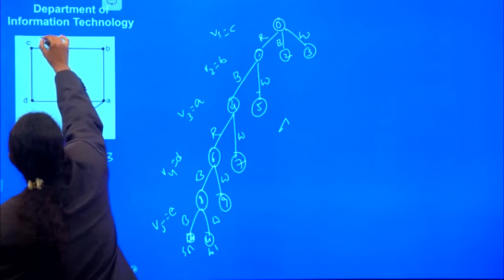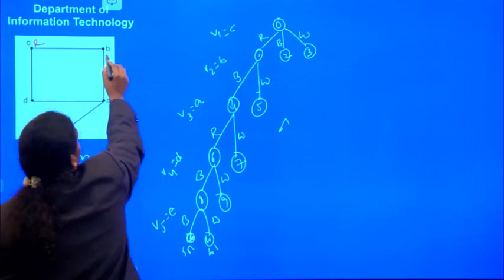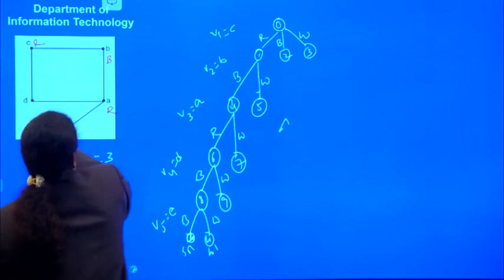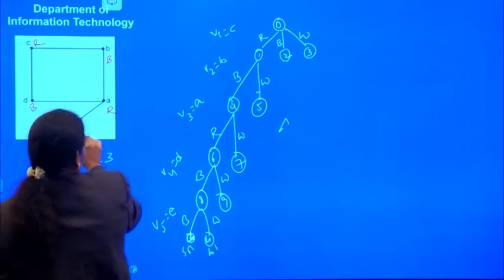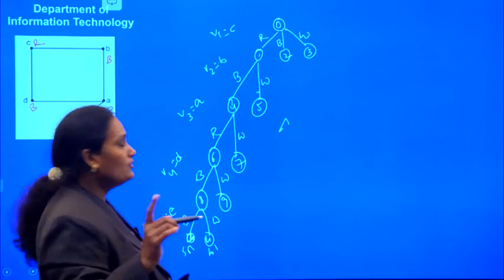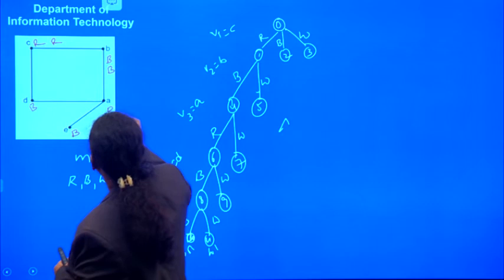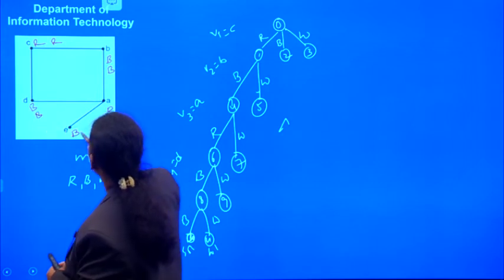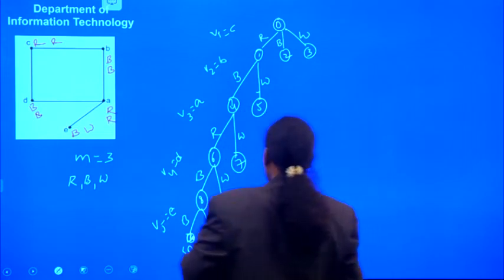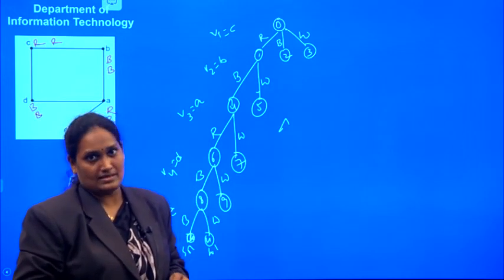Here we are coloring with red, and here this is with blue, and this is with red, and this is with blue, and this is also with blue. That is one way of coloring the graph. Or I can follow this one: red, blue, red, blue, white I can use here. So like that, I can color the vertices of this given graph. If you extend the tree, you can get other solutions also.